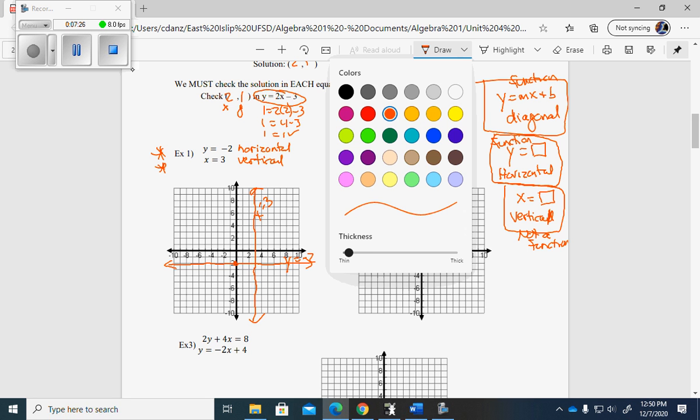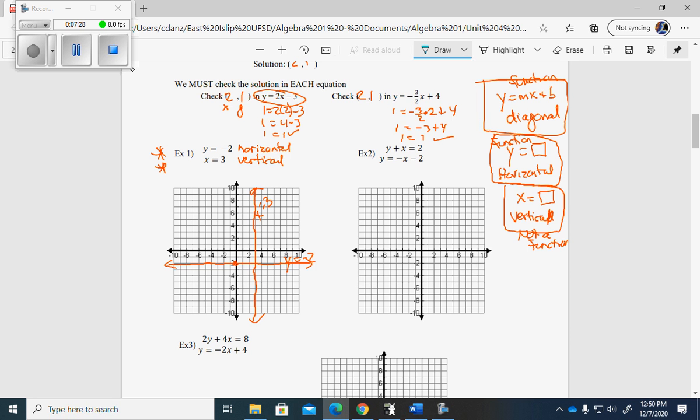And remember, the solution to a system is the point or points that they have in common. This has one point in common. The solution to the system is at (3, -2). We'd be able to do a check for it, but it's like the easiest check in the world.